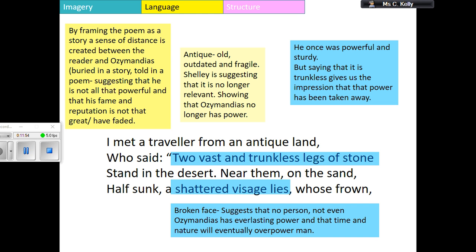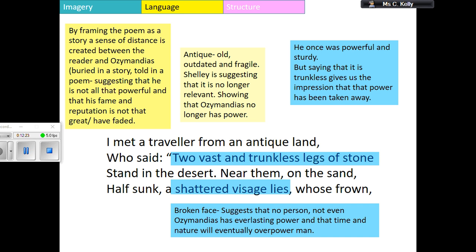The use of the word antique. So antique suggests something that's old, outdated and fragile. Shelley is suggesting that it's no longer relevant, showing that Ozymandias no longer has power. This is somewhere where we could connect some context. We know that Shelley is quite revolutionary, we know that he's quite rebellious, and he's fighting against things in politics and in society that he would have considered old and outdated.